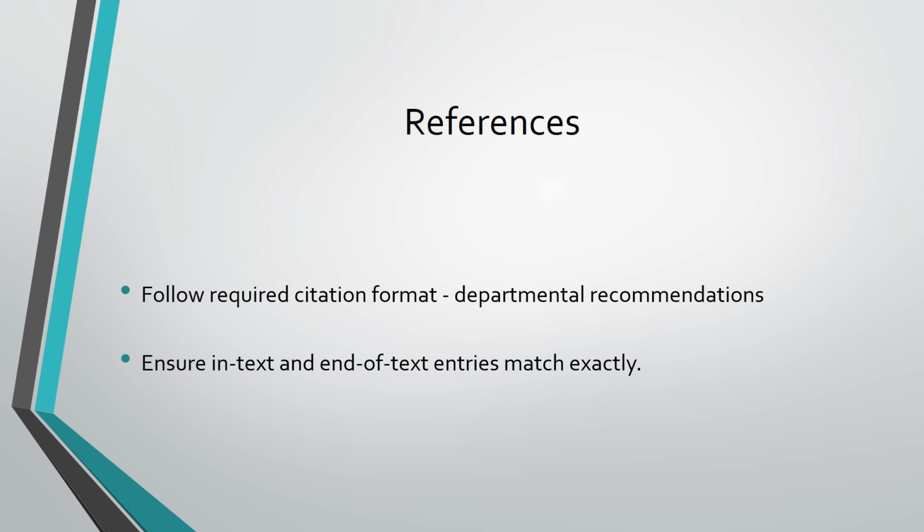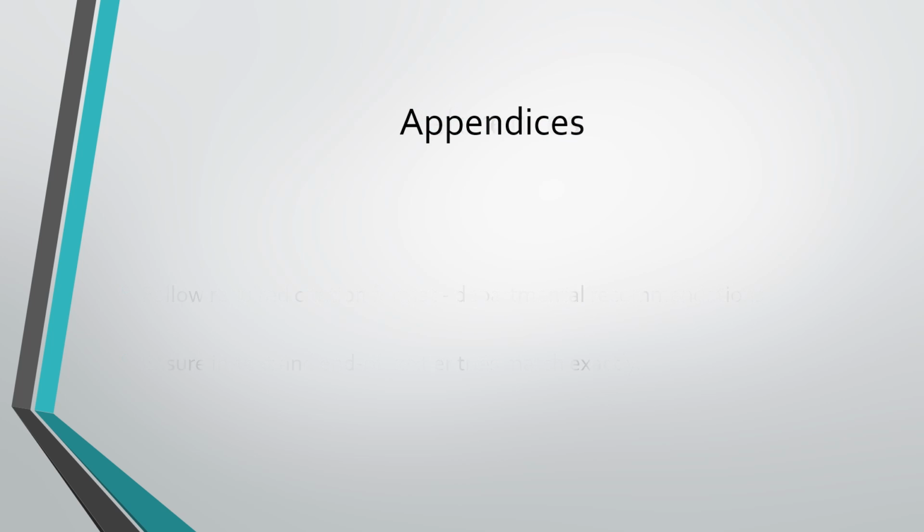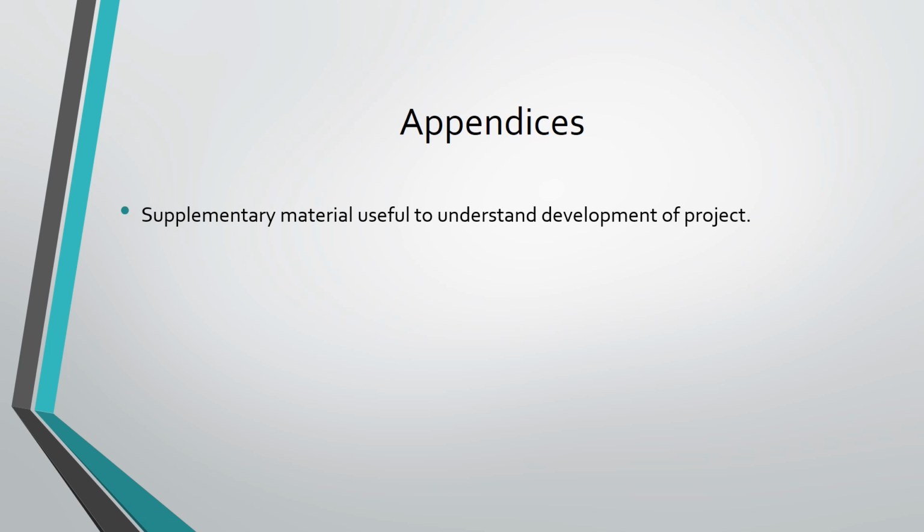Appendices are for supplementary material that the reader will find useful to understand the development of your project. If you have large amounts of raw data, put them in the appendices. Give the appendices informative titles so it is clear what is in them. You should refer the reader to relevant appendices in the text of your report.